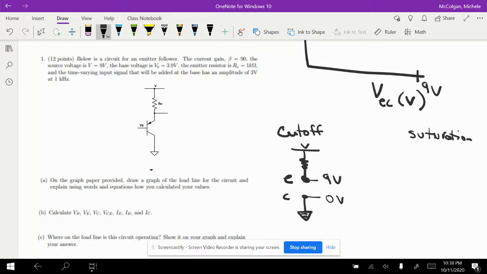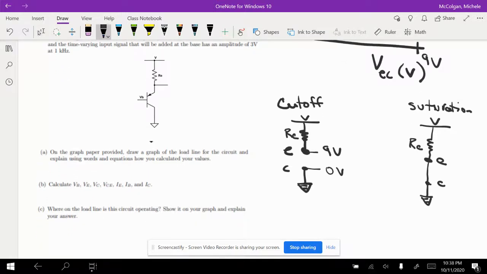This cutoff tells us that it's equal to 9 volts, and then saturation gives us information about our collector current. So again, we have V, we have our RE, this is our E, this is our C, this is connected to ground. Now remember, for saturation, we are saying that there's a wire from E to C. And then we want to calculate our IC in this situation, the max current I can possibly have if there's a wire connecting E to C. That's the max we could have with the power source we're given. And so that's going to be V over our RE.